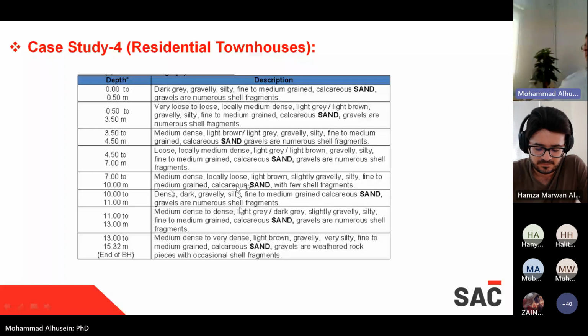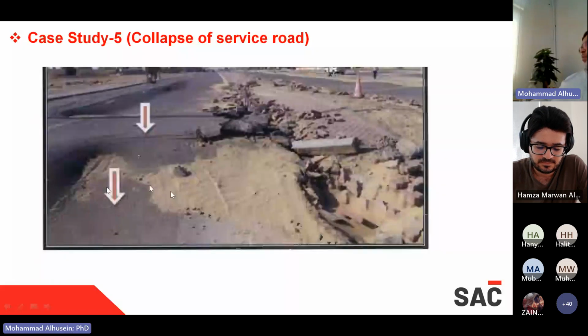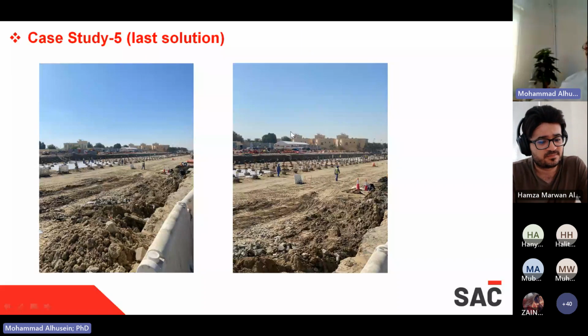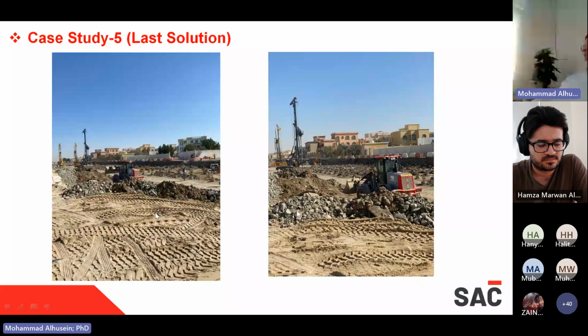This is also the service road which we talked about before. They didn't pay attention to this. They replaced it with rock fill, etc. Then, at the end, they did piles and a slab on piles around 500-meter length and 60-meter width. Very expensive solution. See the rock? This is the rock which they used to replace the upper 3 meters of the soil.